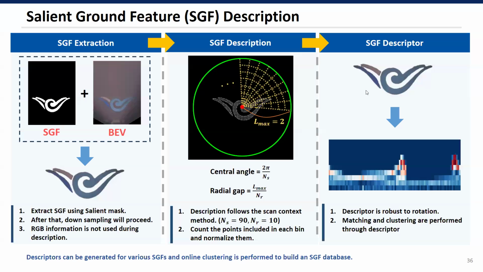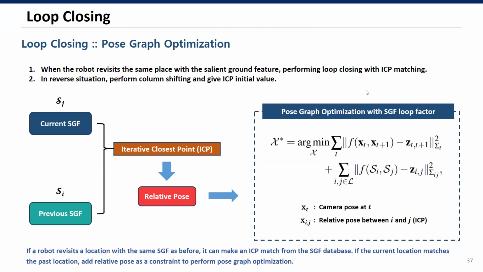Descriptor can be generated for various SGFs, and online clustering is performed to build an SGF database. If a robot revisits a location with the same SGF as before, it can make an ICP match from the SGF database. If the current location matches the past location, add the relative pose as a constraint to perform the pose graph optimization.